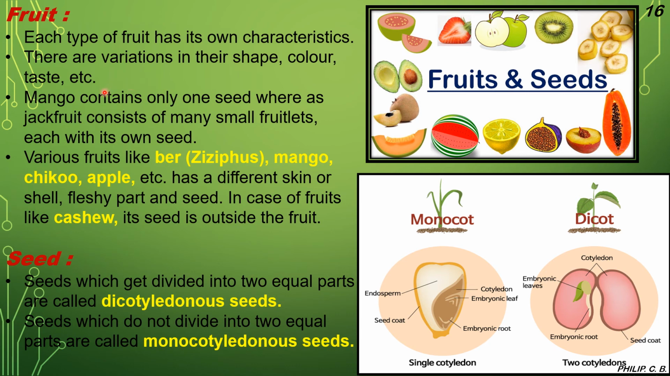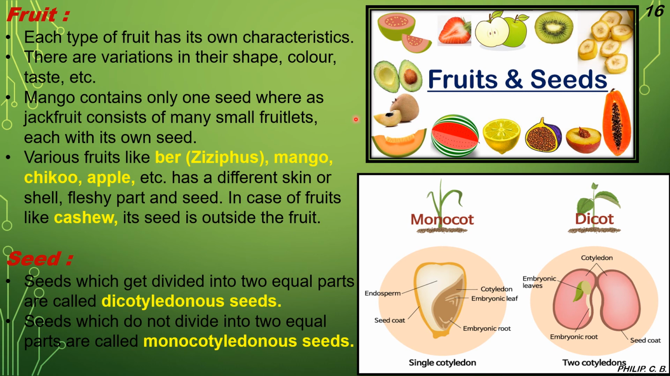So the mango contains only one seed, whereas jackfruit consists of many small fruitlets, so each with its own seed. That means many seeds are present. Various fruits like bear, that is Hibiscus, mango, chiku, apple, etc. has different skin or shell, fleshy part and seed. So if you see these four examples only, mango, all of you might have eaten, one of the favorite fruit, apple or chiku, all has got different color, different skin, fleshy part, right? So in case of fruits like cashew, another unusual fruit, why? Its seed is outside the fruit, right?